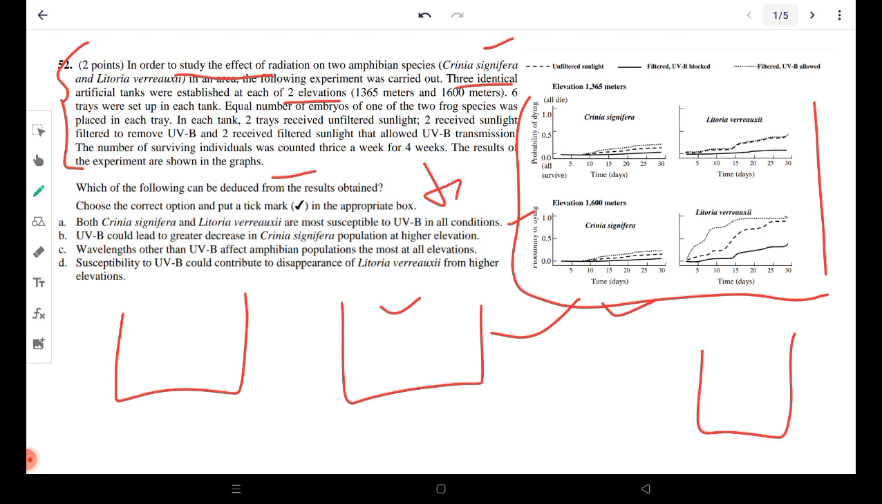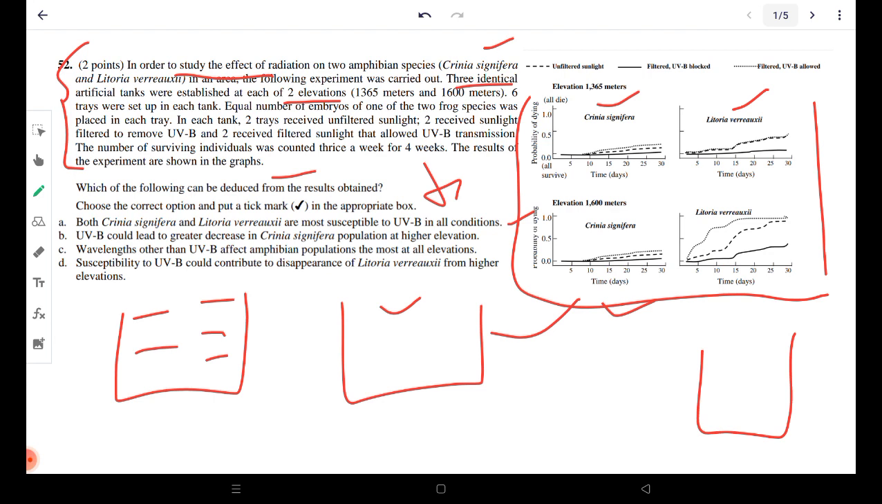Now come to the question again. They have placed six trays in each tank. Now what have they done? They have taken an equal number of embryos of the amphibian species. They have taken two amphibian species given by name: one is Crinia and one is Litoria. And they have allowed three conditions.